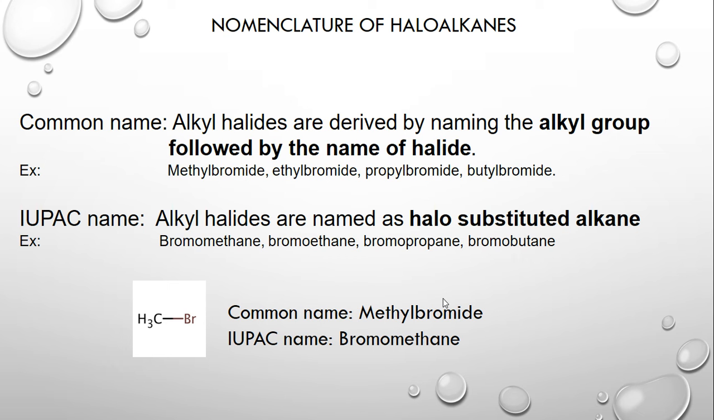Look at the simple example: CH3Br. Now CH3 is an alkyl here. For writing the IUPAC name, it is considered as an alkane. CH3 is methane and Br means bromo. So the IUPAC name written is bromomethane. For the common name, CH3 is methyl and Br is bromide. So the common name is methyl bromide.